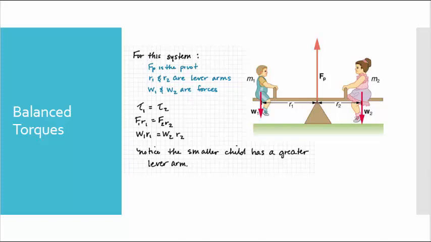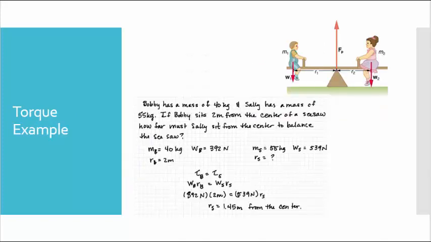And if we set all of this up with balanced torques, we can figure out exactly how to position things or what amount of mass to place in order to balance something. So here's an example of that. We're going to have Bobby and Sally on the seesaw. Bobby has a mass of 40 kilograms and Sally has a mass of 55. We stuck Bobby 2 meters away. Where do we have to put Sally in order to balance the seesaw?